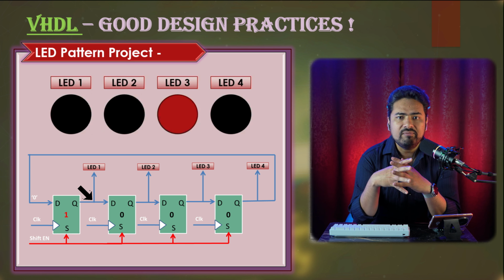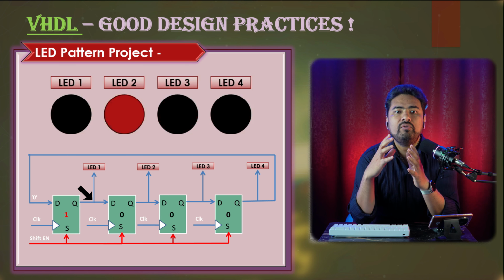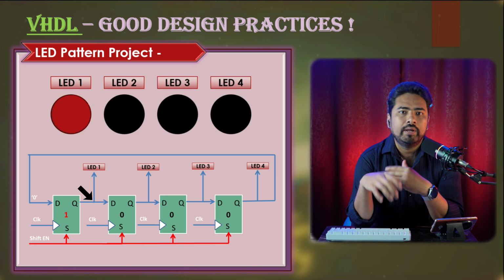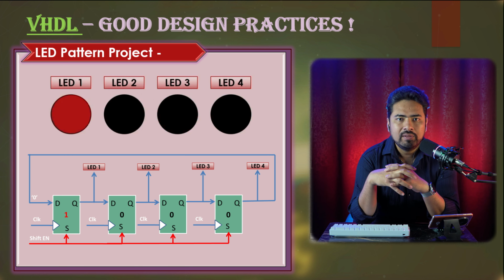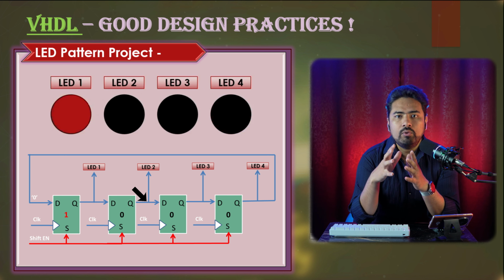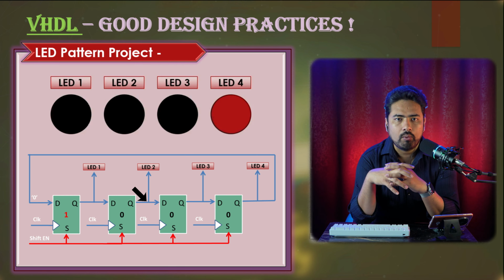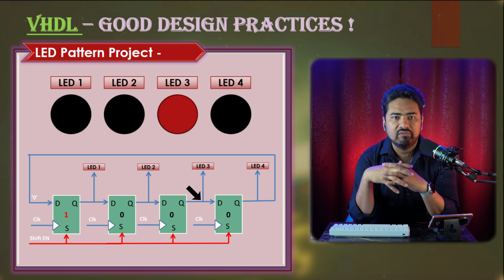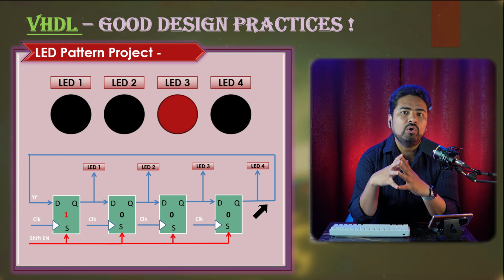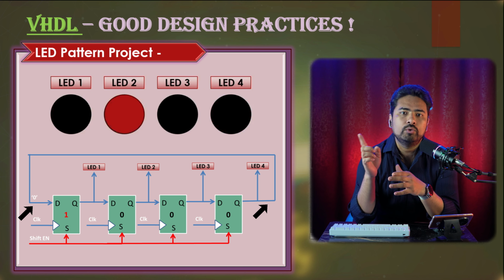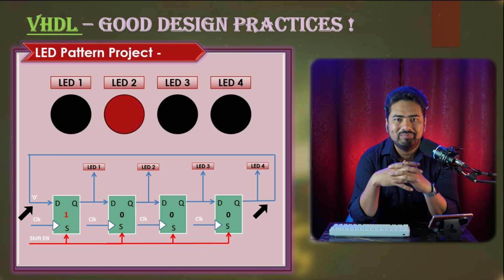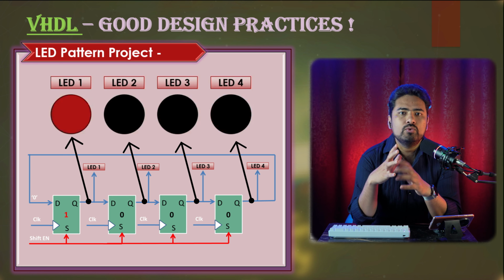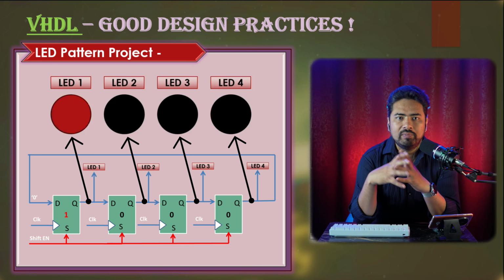Meaning the output of one flip-flop will go to the input of the next flip-flop. Like output of the first flip-flop going to the input of the second flip-flop, then output of the second flip-flop going to the input of the third flip-flop, then output of the third flip-flop going to the input of the fourth flip-flop. And finally the output of the fourth flip-flop again going to the input of the first flip-flop. So it is in a loop. And then we will connect each LED to the output of each flip-flop like this.